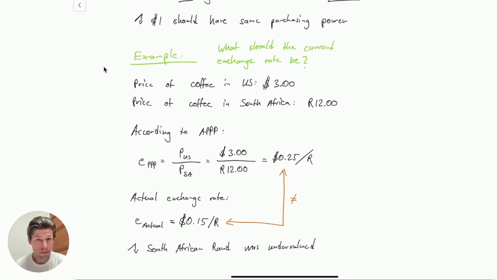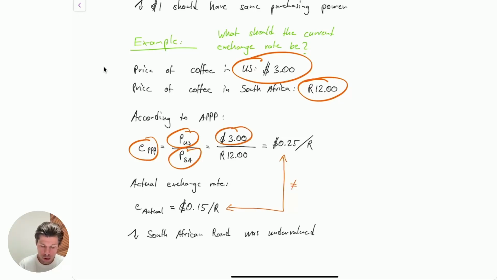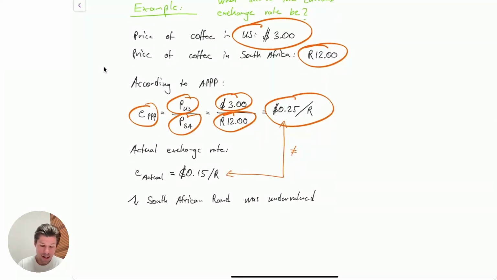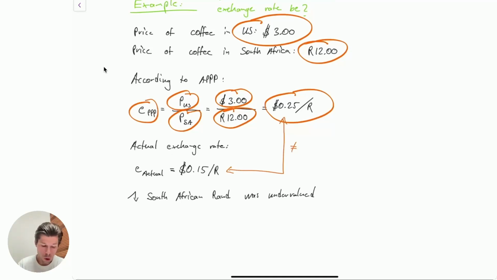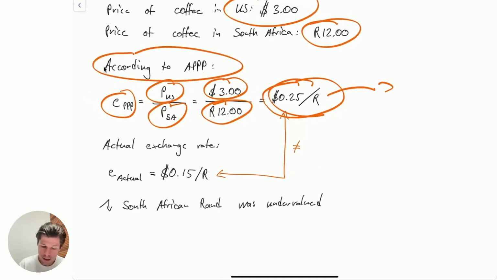Let's talk about a product here, coffee. If we say the price of coffee in the US is $3 and the price of coffee in South Africa is 12 rand, then we would expect our exchange rate to reflect that. So the exchange rate between those two countries would be $3 over 12 rand, equals $0.25 per 1 rand. This should be the exchange rate. If we observe that the actual exchange rate is different, for example $0.15 for 1 rand, then we know the South African rand is undervalued, because as per the parity condition, we would expect the rand to have a higher value.